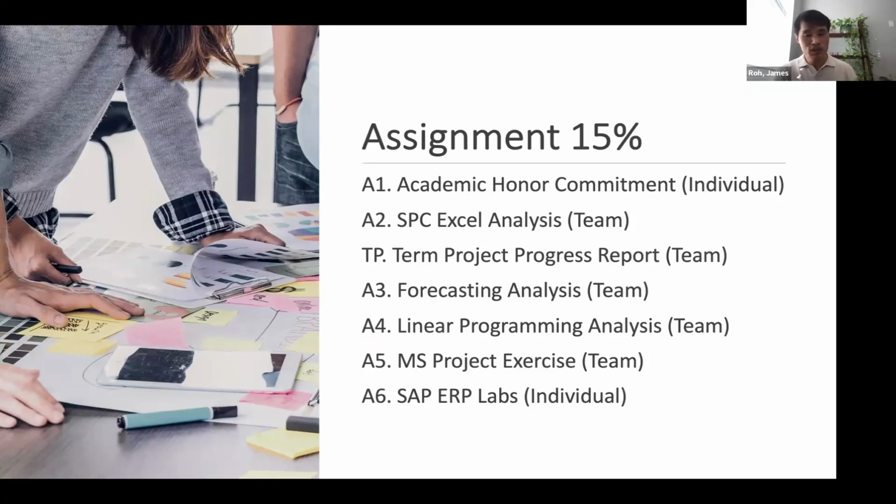And then afterward, I'm going to be covering statistical process control chart, term project progress report, forecasting analysis, linear programming, Microsoft Project exercise, and lastly, SAP ERP labs. So these are 6 assignments. The first assignment and the last assignment are individual assignments, and the rest of them are team assignments. So it's very important for you to work with teams that you feel comfortable with.